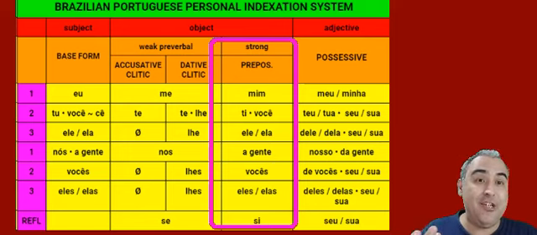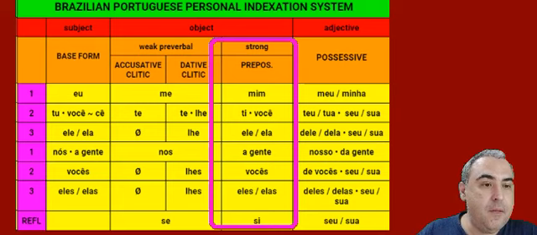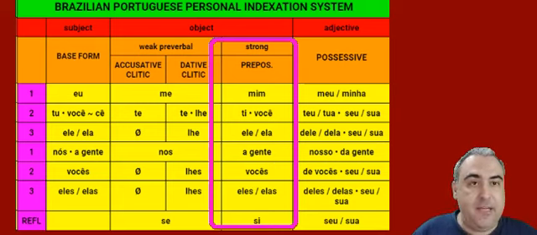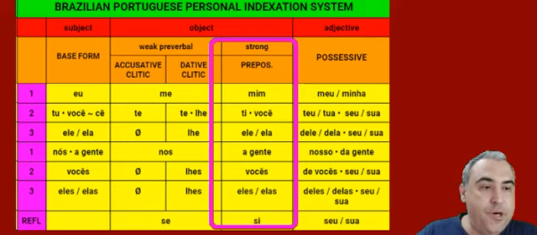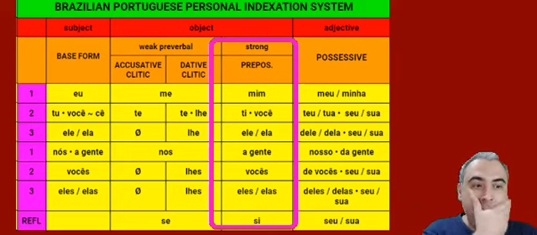The tu form has ti, para ti, contra ti. But você is used just você. Você never changes. Contra você, against you. Para você, pra você. For you, to you. Ele and ela also don't change.